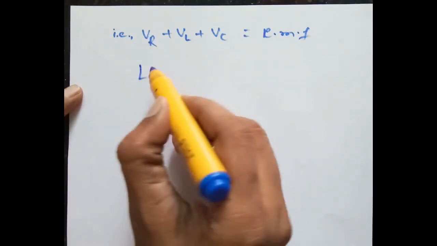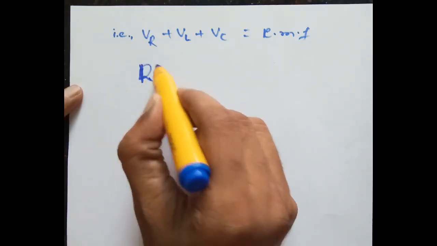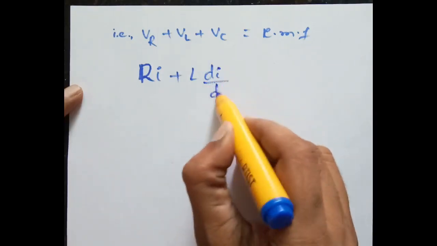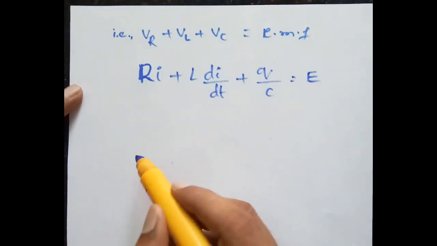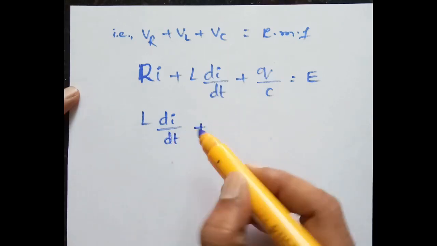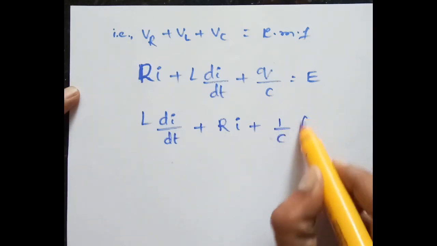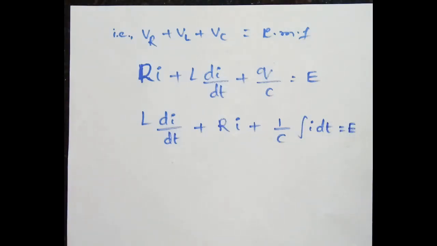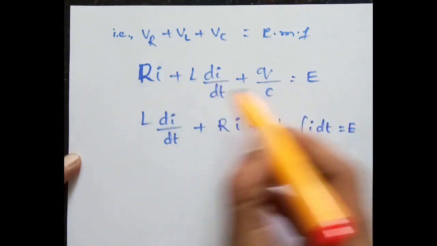Therefore, this can be written by Ohm's law as R into I plus voltage drop across inductance L into di by dt, plus voltage drop across capacitance Q by C, is equal to the EMF, here battery E. Therefore, this can be written as L into di by dt plus R into I plus 1 by C into Q, which is integral I into dt, is equal to E. This is our linear integral differential equation, linear in terms of I.